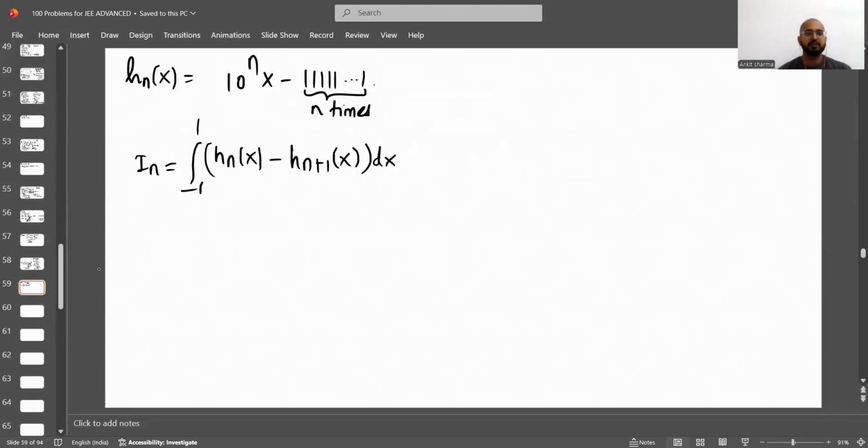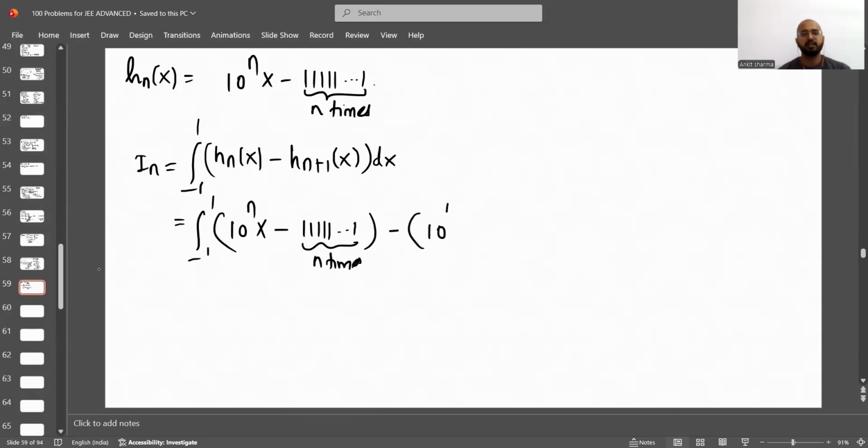That means I'll be having here minus 1 to 1. Hn of x is 10 to the power nx minus 1, 1, 1, 1, 1, 1. This will be n times. So this is my hn, and when I do hn plus 1, then I'll be writing here 10 times 10 power n plus 1x minus, and then 1, 1, 1, 1, 1, 1. This will be n plus 1 times.